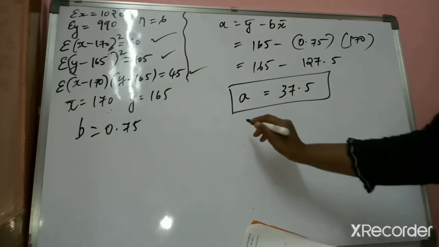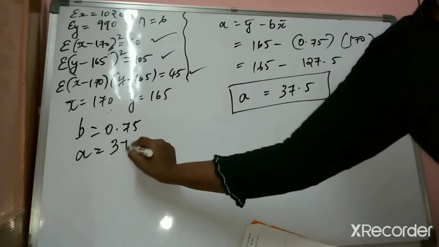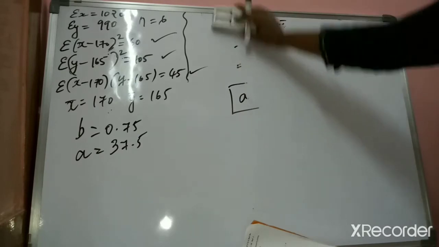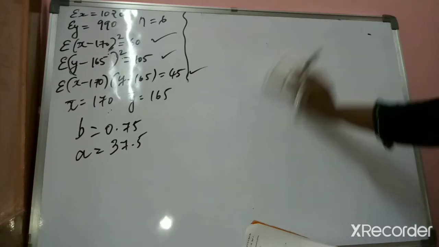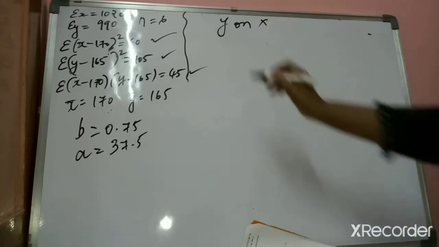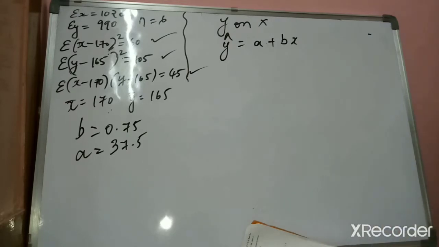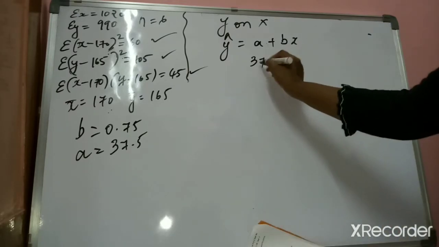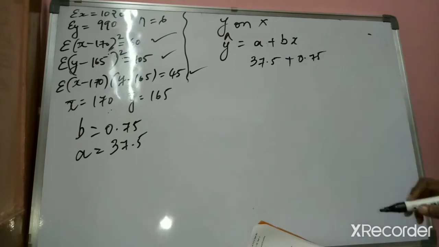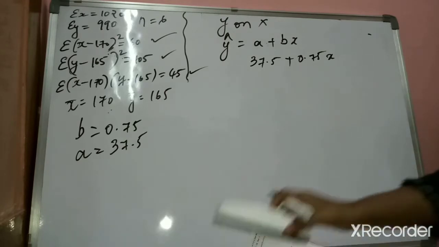Now the next thing is, you can write it down like this, whatever you are finding out, just write it like this, 37.5. Now the next thing is y on x, right? So you have to find out the regression line y on x. So what is the formula? Again y cap is equal to a plus bx. Clear? So your a was 37.5 plus b is 0.75. Now x.